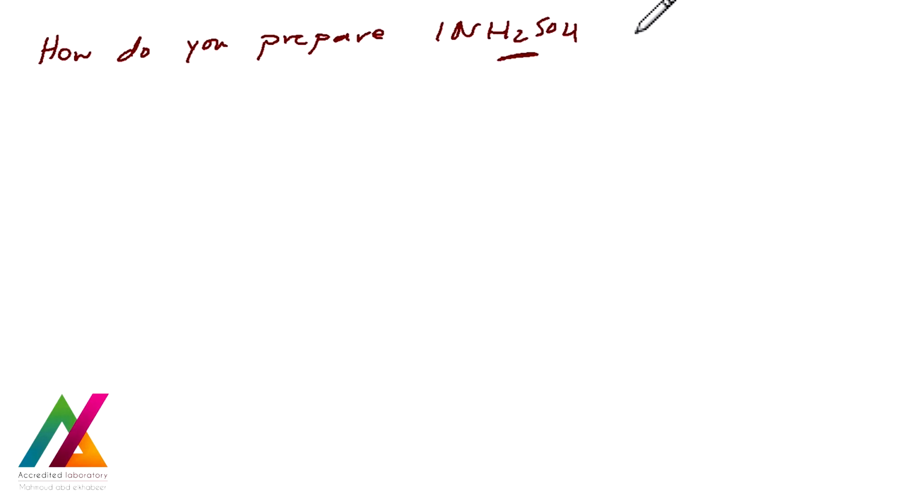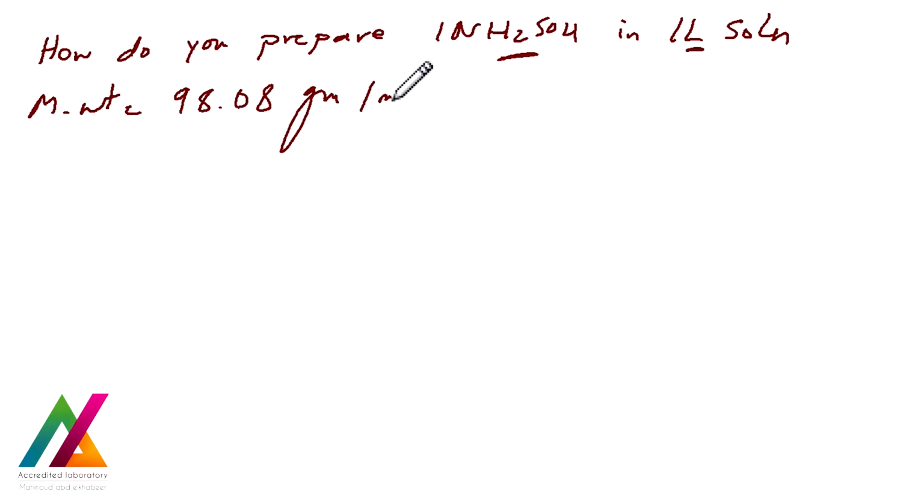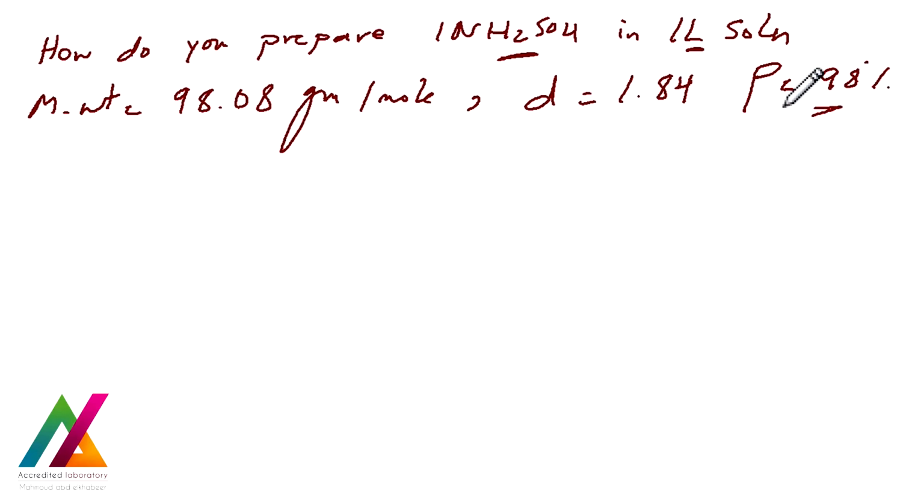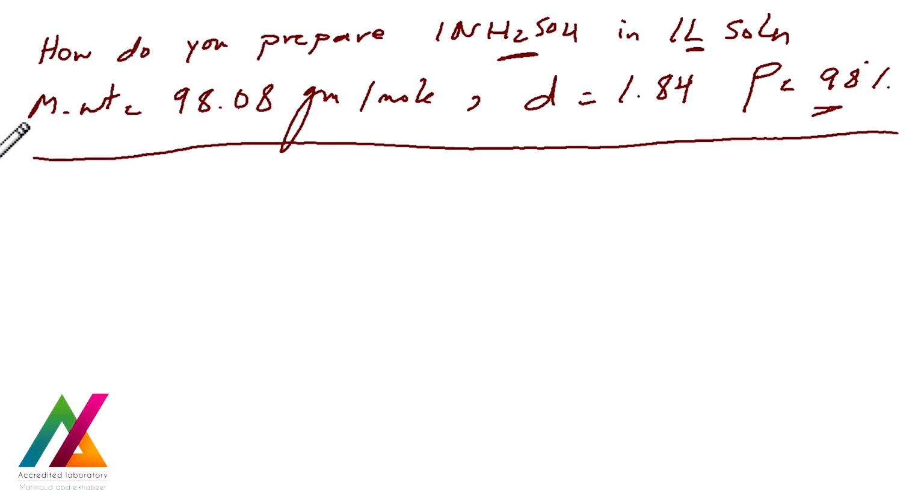Today I will explain how do you prepare one normal H2SO4 sulfuric acid in 1 liter solution, when the molecular weight of H2SO4 is equal to 98.08 gram per mole, the density or specific gravity is equal to 1.84, and the purity is equal to 98%. First, we should know what it means by normality.